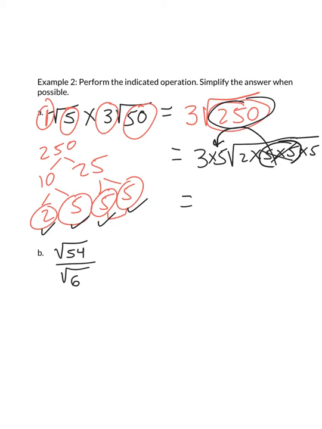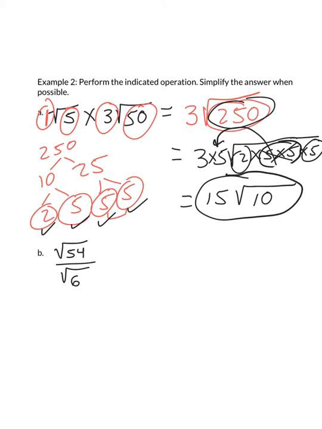So we have 3 times 5 for 15 in front. Multiply the remaining numbers back together under the square root symbol. So I have a 2 times this 5 over here for 10. So my final answer, I'm circling it in black, is 15 times the square root of 10.